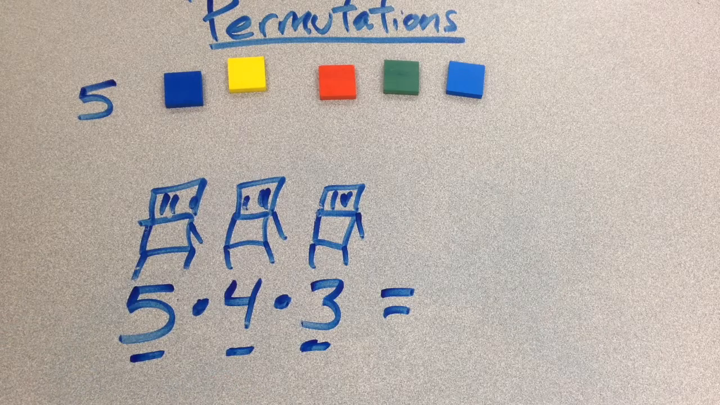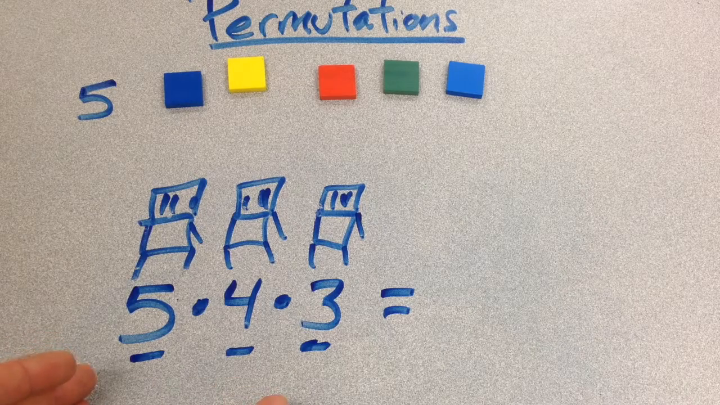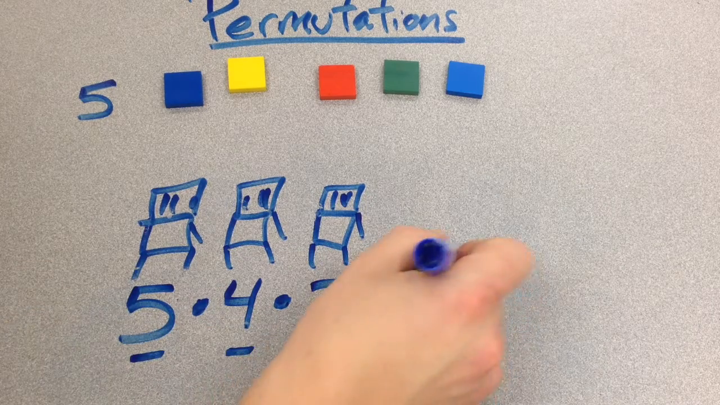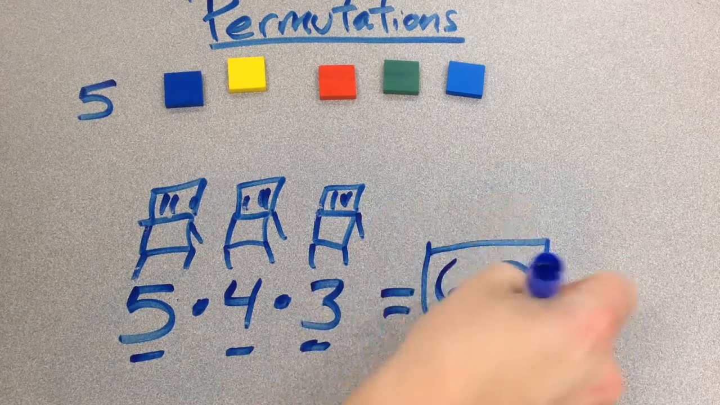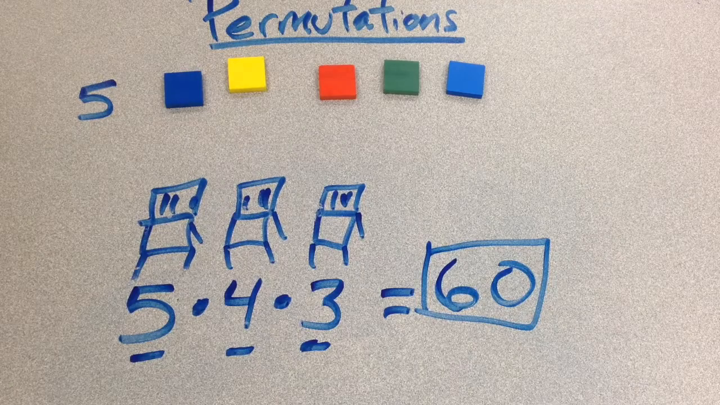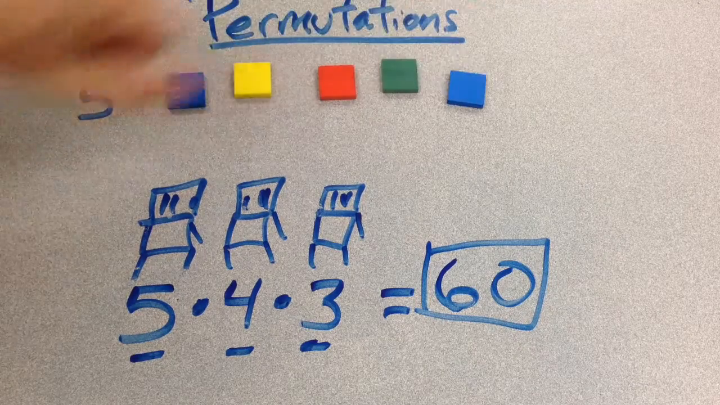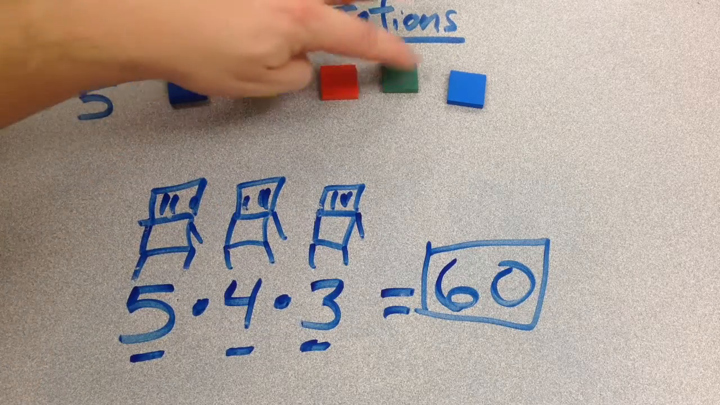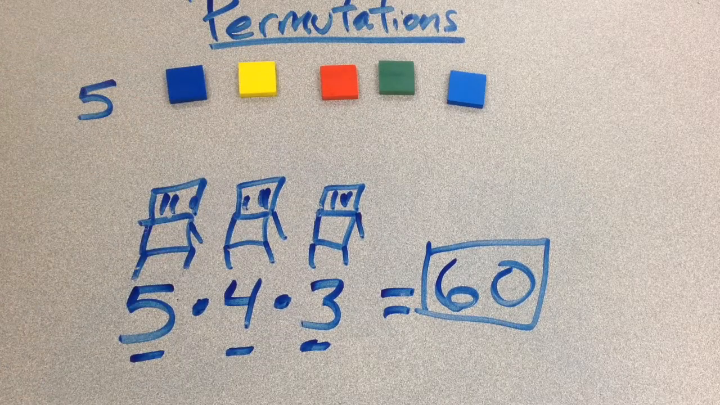Now there is a way to do this on the calculator. I'm going to skip that for now because this is simple enough. We can just take the calculator and multiply. 5 times 4 is 20, times 3 is 60. 5 people need to sit. There's only 60 possibilities of which different ways I can arrange them in those 3 chairs. So notice the difference of what happened. Let's try one more example.